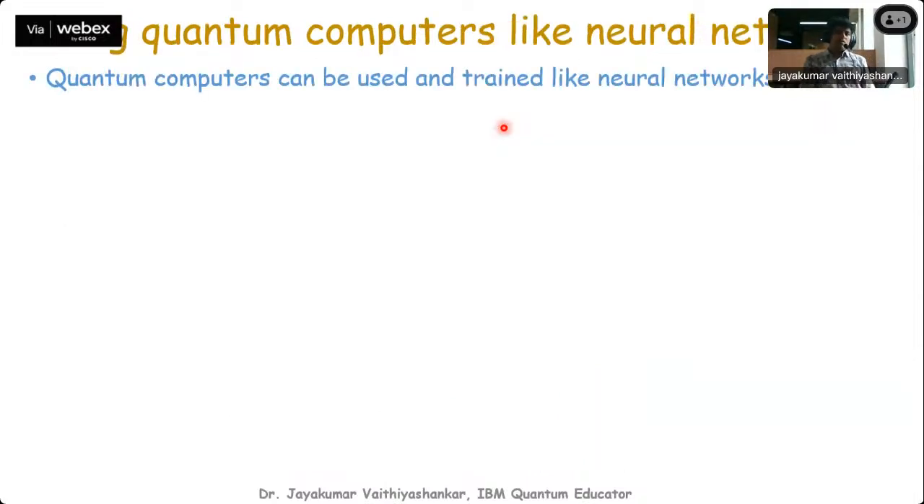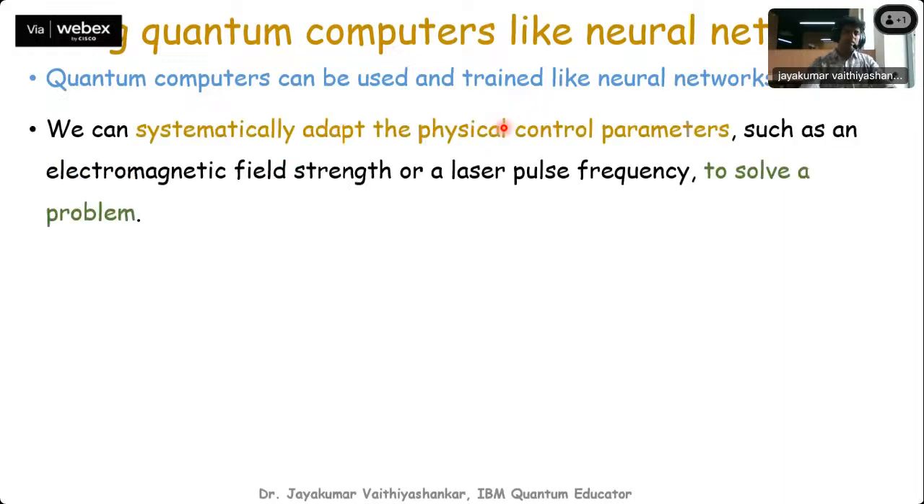With the help of a quantum computer, it will behave like a neural network. Most of us know about neural networks, how to use and train them. In the same way, the quantum computer can be used like an extended or super neural network. Systematically, we can control and adapt physical parameters, such as electromagnetic field strength or laser frequency, to solve a problem. So we are dealing with physical quantities. This is the beauty compared to classical computation.